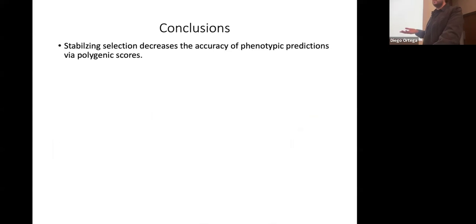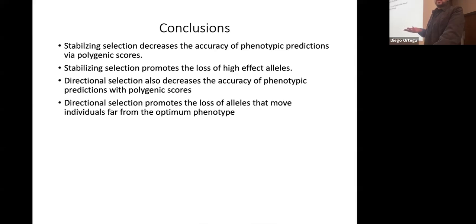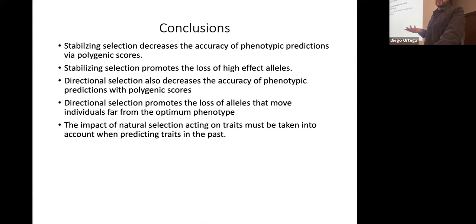stabilizing selection decreases the accuracy of phenotypic predictions via polygenic scores. Stabilizing selection promotes the loss of high effect alleles. Directional selection also decreases the accuracy of phenotypic prediction with polygenic scores, and directional selection promotes the loss of alleles that move individuals farther from the optimum phenotype. So basically, we believe the impact of natural selection acting on traits should be taken into account for predicting traits in the past. And we think that maybe doing some simulations, where you know how strong stabilizing selection is acting on a trait, should be conducted so that you can get an idea of how well you can predict traits in the past.